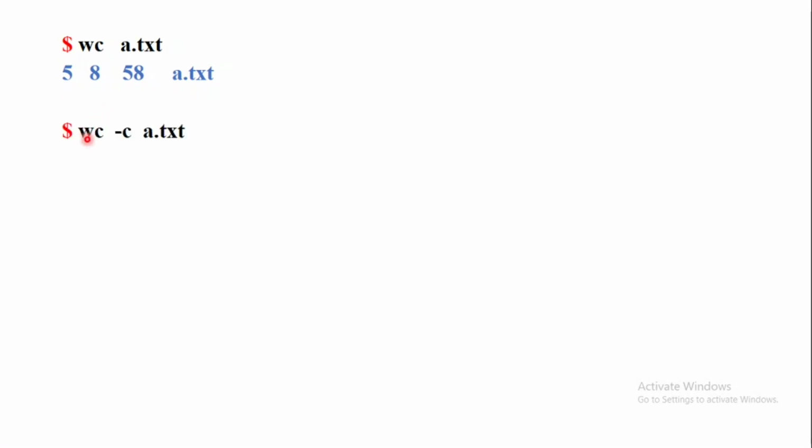Here we have an option, right? As previously described, an option is preceded either with a plus or minus sign. Here we have minus, and it modifies the output of the command in a certain way. This option, hyphen c, will filter the output and give only the character count present in a.txt. So this is the output we get.